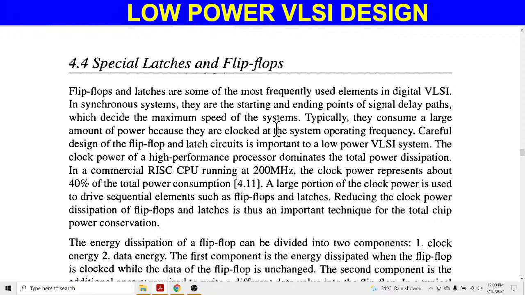If we compare the data input and the clock input, the data rate is very low compared to the clock rate. It means that when we provide the data input, it consumes very little power, but when we provide the clock pulse to any flip-flop, it consumes a very high amount of power. According to some calculations, the power dissipated because of the clock pulse is 40% of the total power dissipated from any flip-flop.